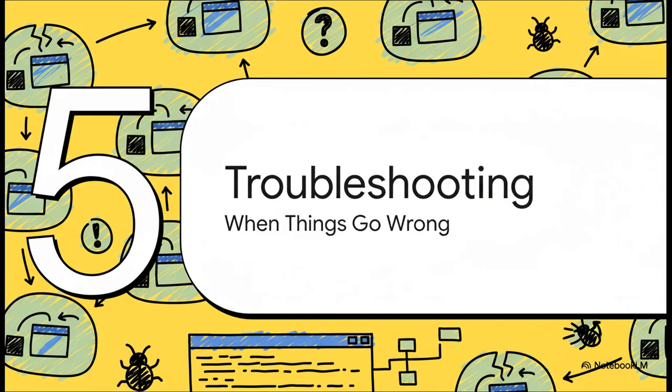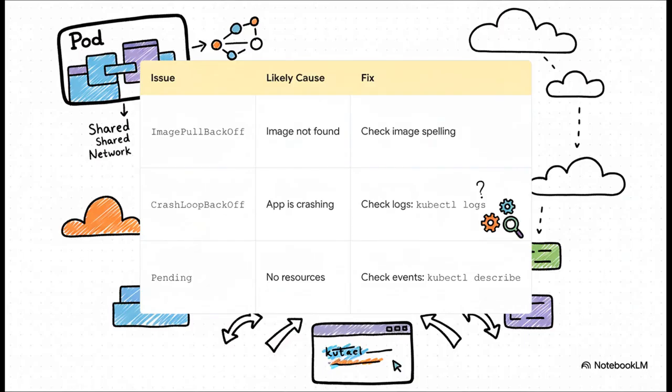Now, in a perfect world, everything would work on the first try. But, you know, we don't live in a perfect world. So what happens when your pod just doesn't start? Or it gets stuck? Let's go over a few of the most common issues and how to troubleshoot them. Yeah, think of this as your troubleshooting first aid kit. If you see something like image pull backoff, 9 times out of 10, it means Kubernetes can't find the container image you specified. You probably just have a typo in the name or you're pointing to the wrong registry.